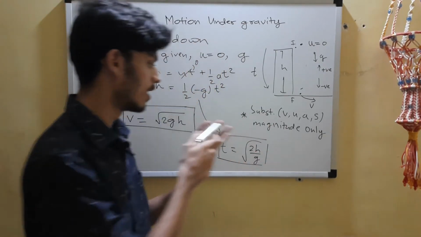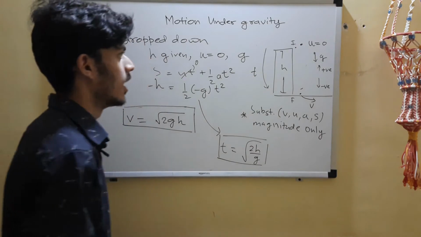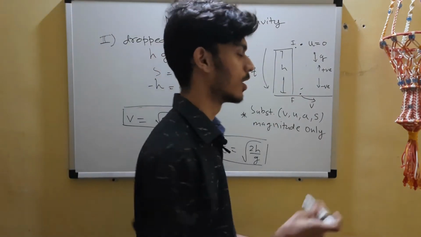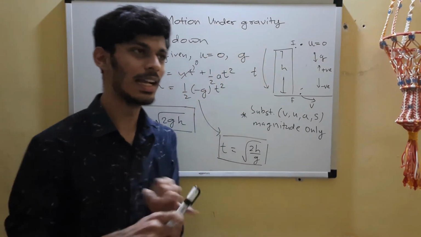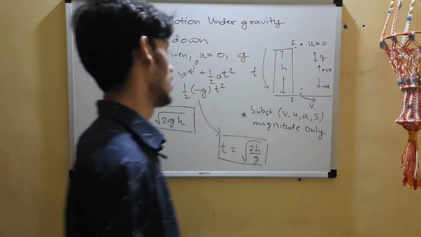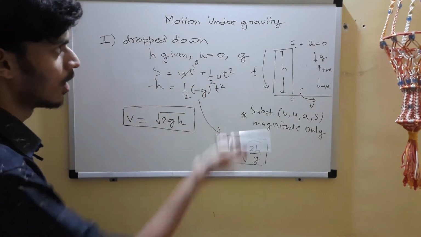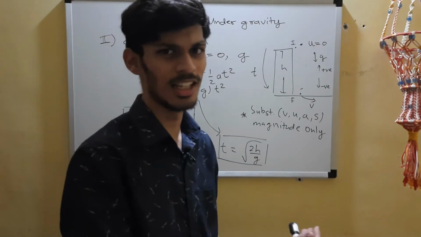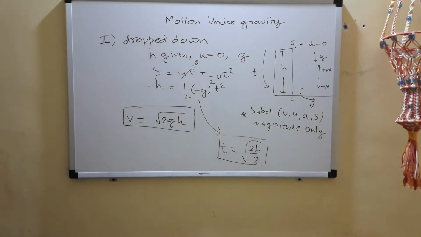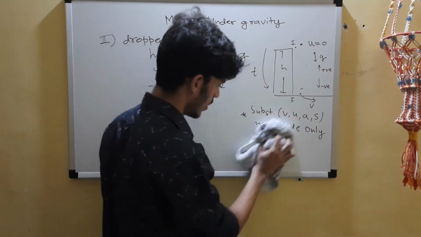So these are the things that you are supposed to know from the dropped down portion. Drop down, and throw up also, you are supposed to know those two formulas, I guess. Remember time of flight and height for the thrown up case, and time of ascent is basically half of time of flight. So you can note this down as well. Just basically remember the formulas, so that will make your work easier.